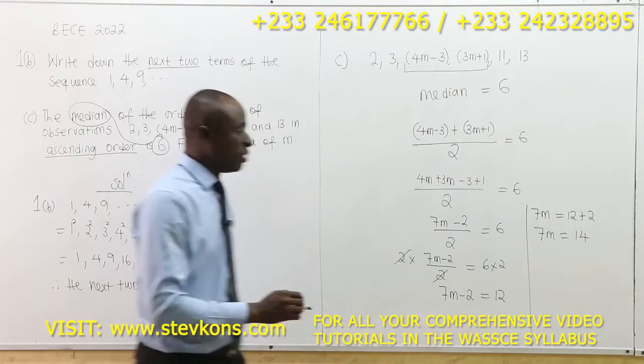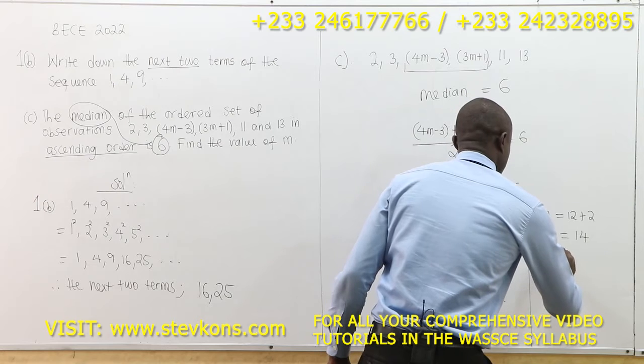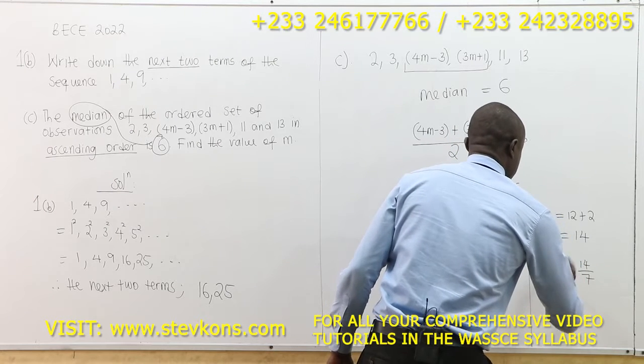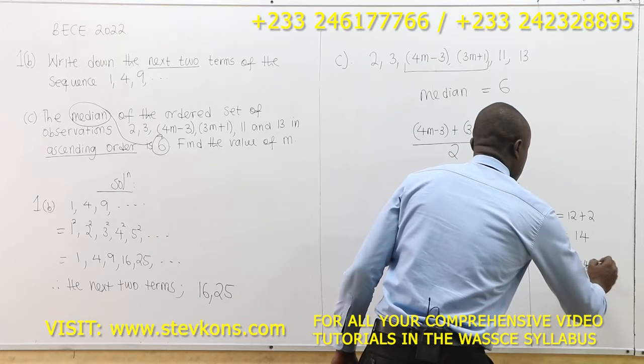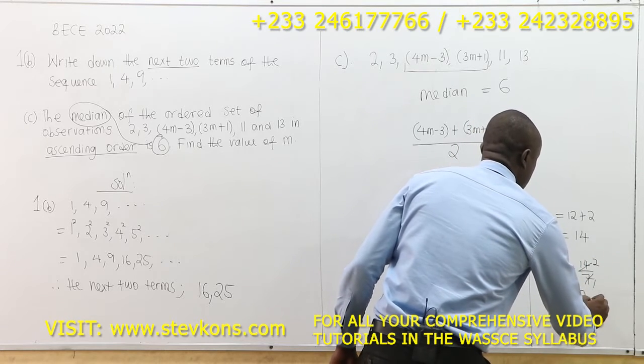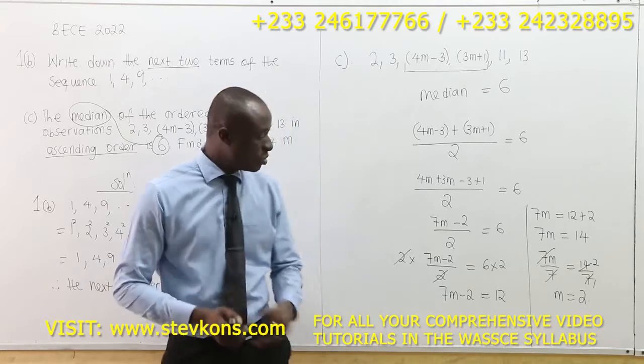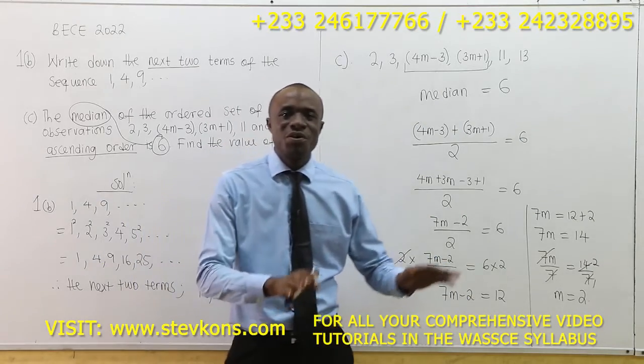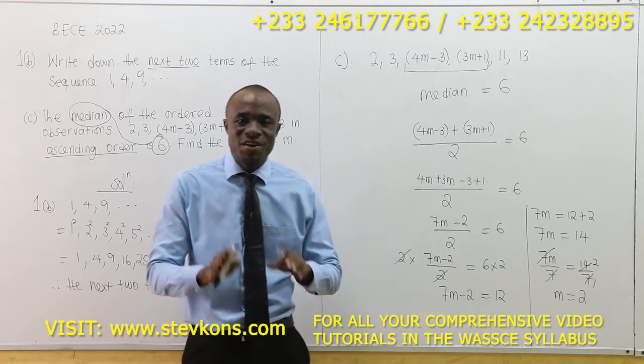We want to find m, so we divide both sides by 7. So 7m over 7, 14 over 7. This cancels, leaving 1, and 7 goes into 14 two times. m is equal to 2. So we have our m equal to 2. Very, very easy, very, very trivial.